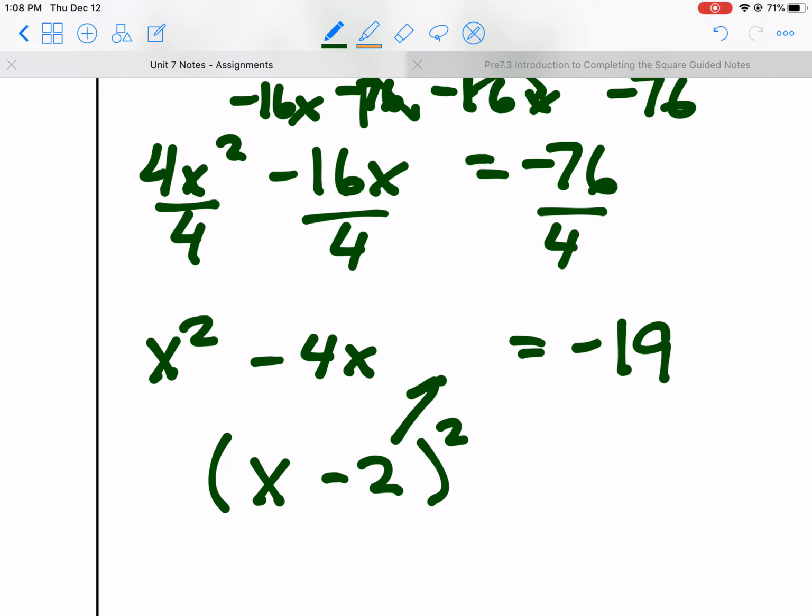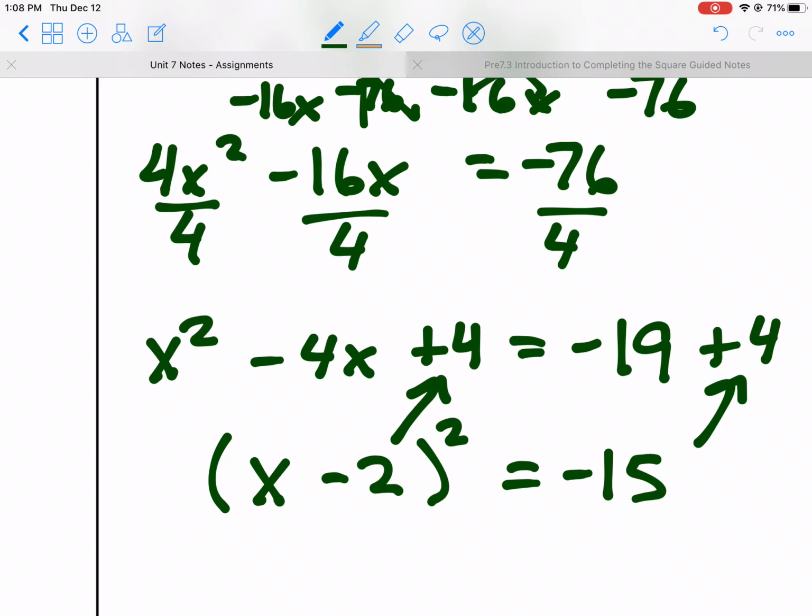Then I need to add something here and here to make this equation true. So the next part will fit. So I'm going to square 2. 2 to the second power is 4. I will add that there, and I'll add it here.